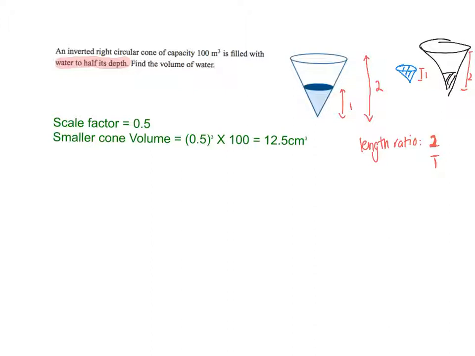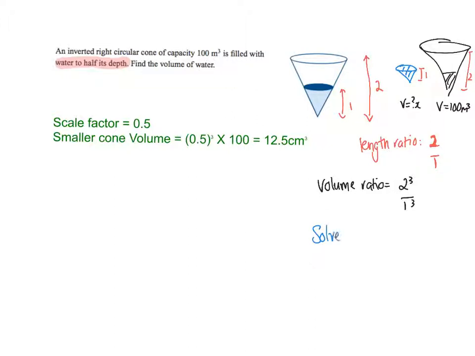So they're saying that the capacity of this whole cone, so this volume, is 100 meters cubed. They're saying the capacity of the whole thing can hold 100. And they're saying find the volume of the water. So you want to find this volume, so I'm going to call it X. So we're talking about volume, so we need a volume ratio. So if we go volume ratio, I'm going to say 2 cubed to 1 cubed, and then I'll use that to solve it.